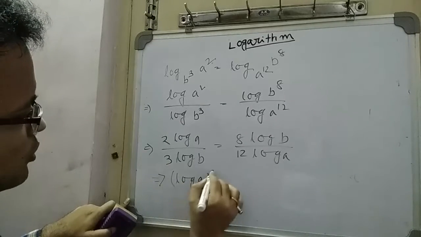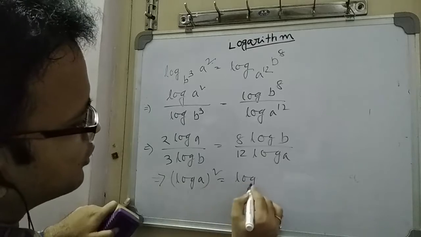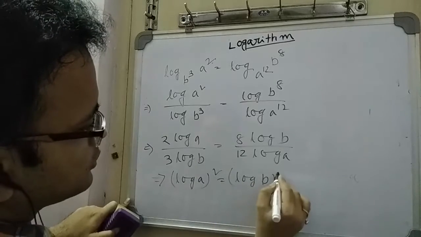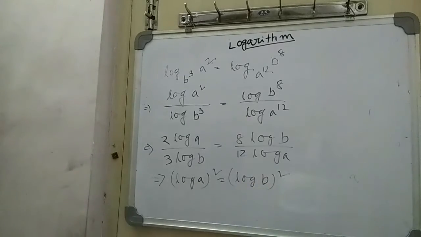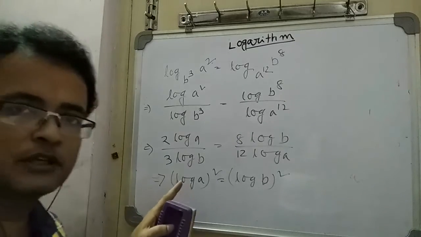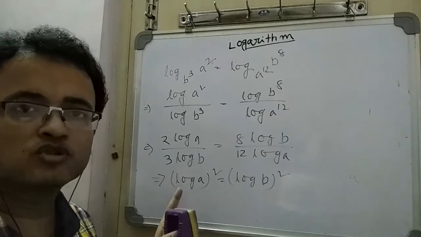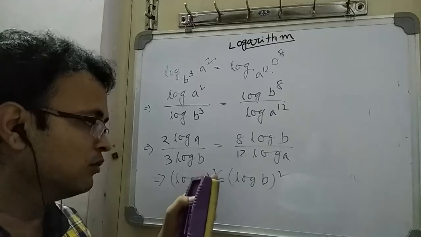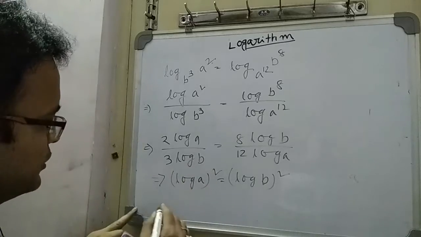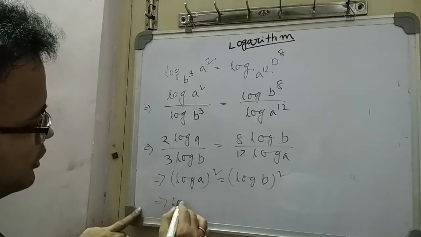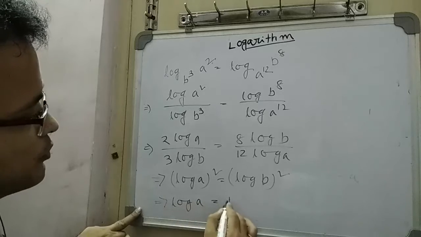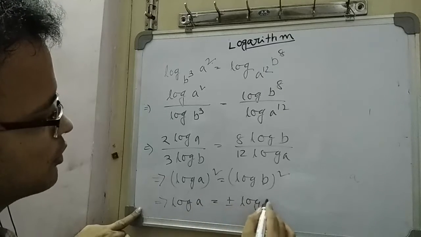log a whole square equal to log b whole square. Just note one thing, that log a whole square and log a square are not the same thing. Log a square means 2 log a, and here log a whole square is completely different. So here log a equal to plus minus log b.